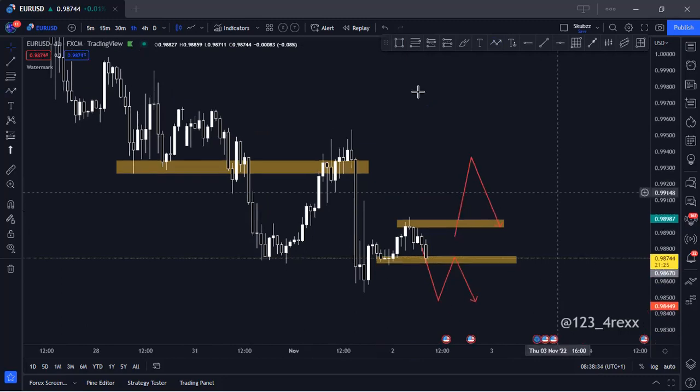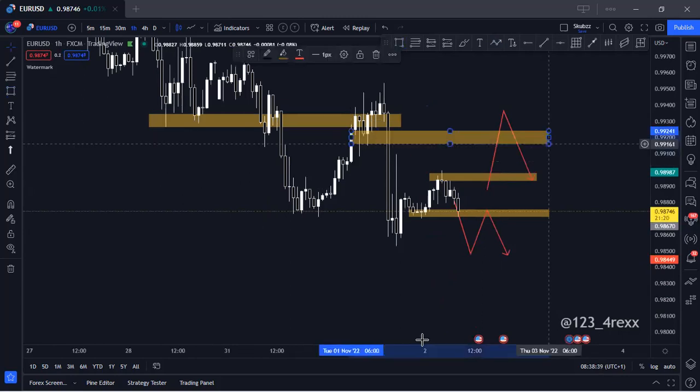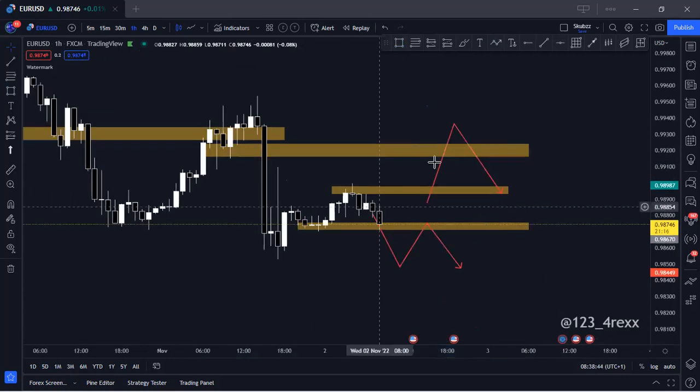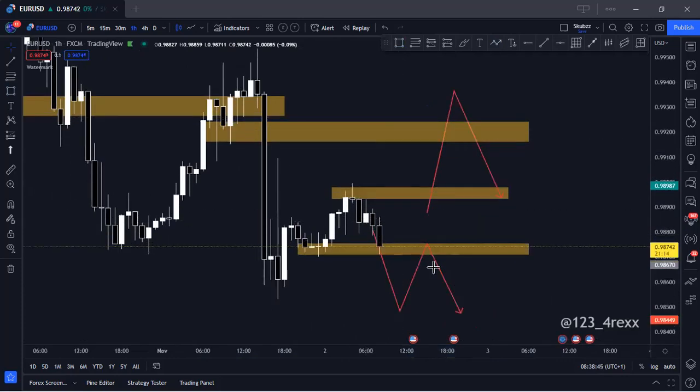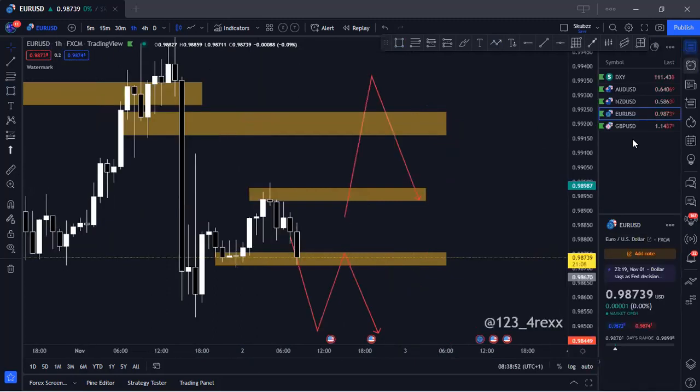At the same time, price might actually come back to retest these levels here, around this area here. So we might actually have price go back to test that level before actually coming down. So let's just keep our eyes peeled and see what we can get.